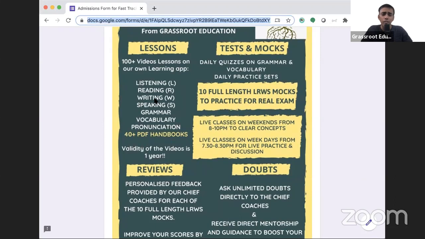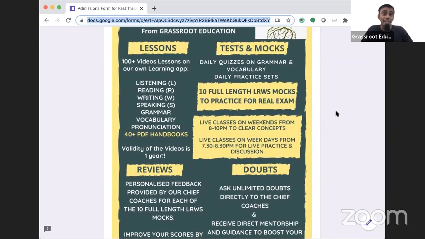Now, apart from this, you will also be doing daily quizzes. Irrespective of what section we are practicing for that week, because each week we take care of one section, you will be doing grammar quizzes daily, because grammar is something that cannot be compromised. It is non-negotiable. You have to learn grammar if you have to speak well, write well, listen and read in English.